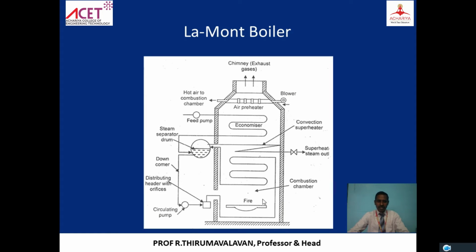Then the same steam is coming back again to the boiler drum. In the boiler drum, what will happen? The steam separation takes place. The water droplets are deposited back, and only the steam goes to the superheater. There it is superheated and sent to the turbine.